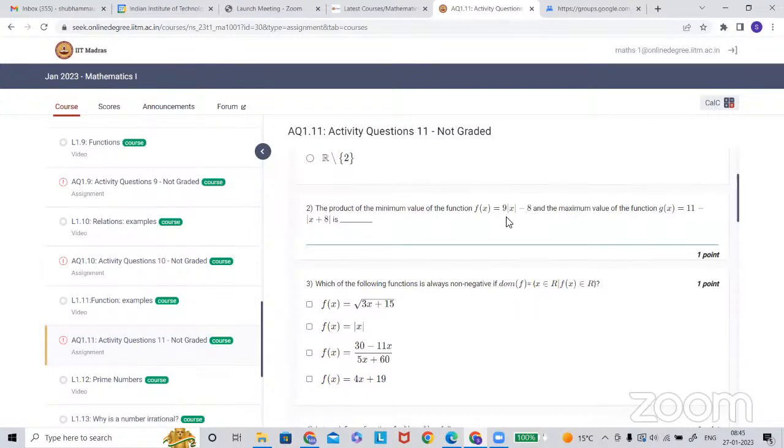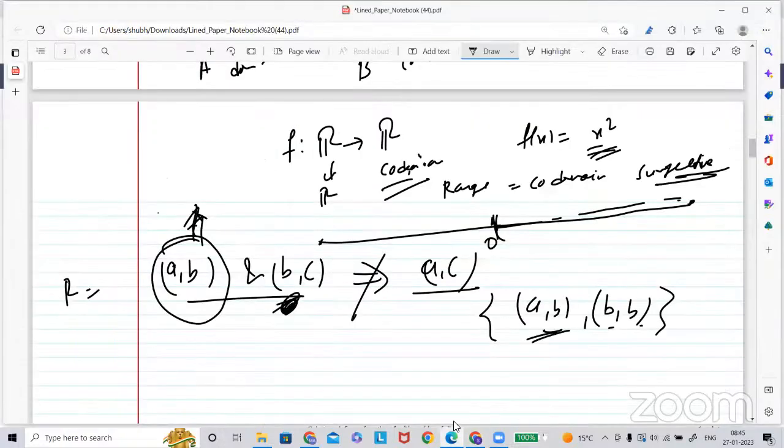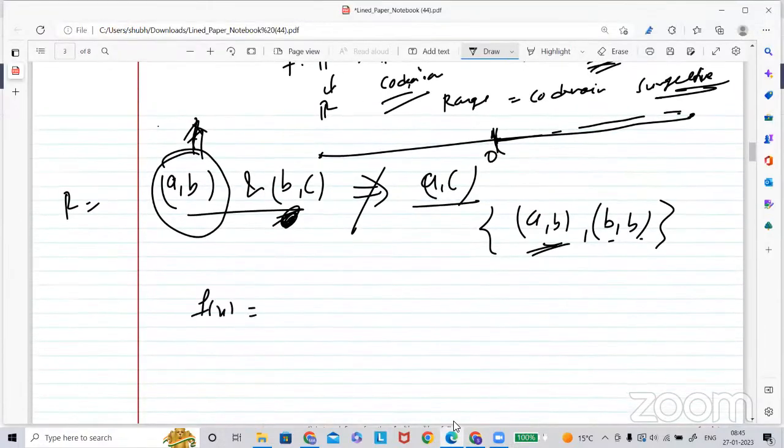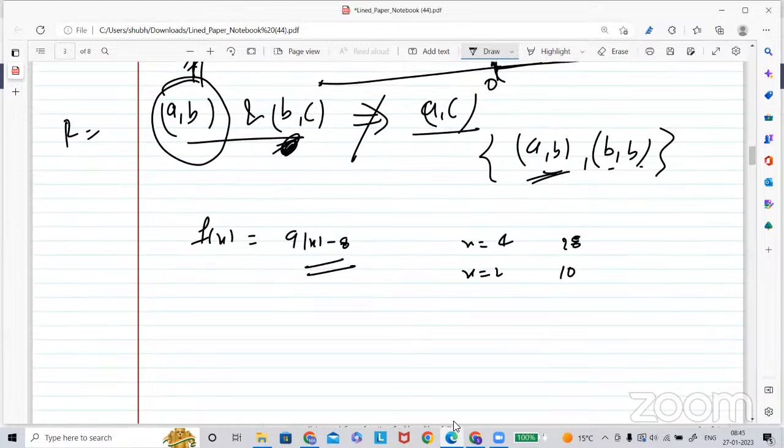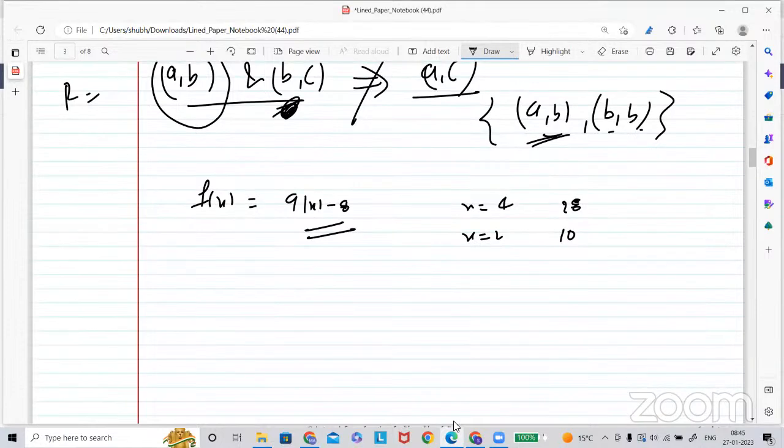See, the function is reducing, so you are able to find the minimum value. The function is f(x) = 9|x| minus 8. I substituted x is equal to 4, you got 28. X is equal to 2, you got 10. Now, if you substitute bigger and bigger numbers, you will get very large values. But let's reduce that. If you substitute x is equal to 0, what will you get? You will get minus 8.